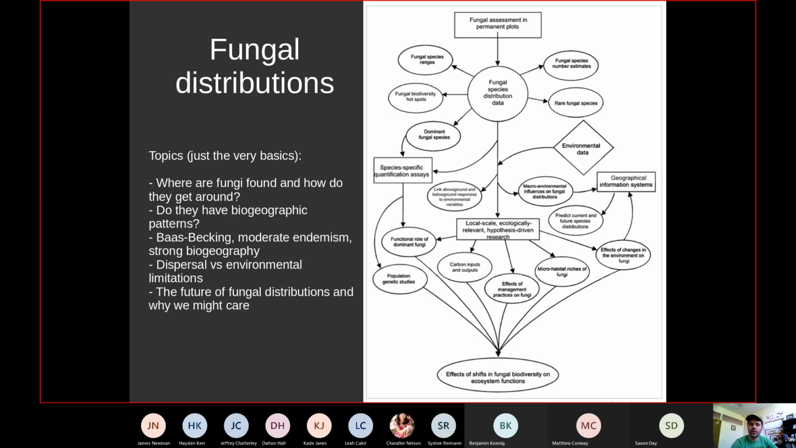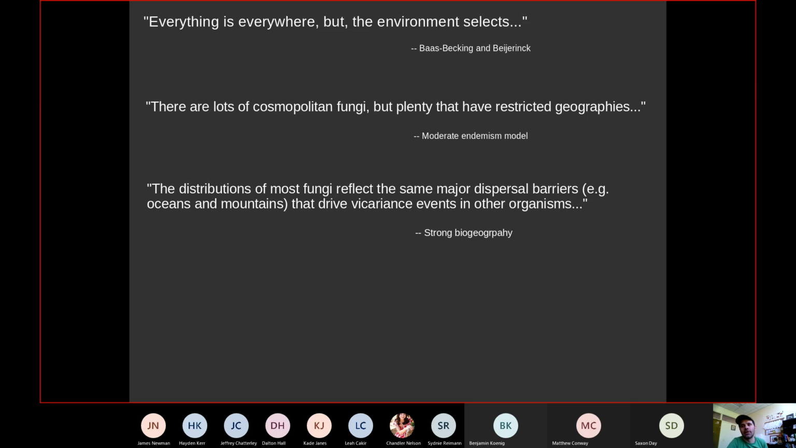All right, so to start out, these are the three main competing ideas out there in fungal ecology. The first one is famously known as the Bos-Becking hypothesis, okay? And it's everything is everywhere, but the environment selects. Then we've got moderate endemism. That's another hypothesis, whereas they're saying there are a lot of cosmopolitan, found-everywhere fungi, but a lot of them have restricted geographies. Okay. And then the strong biogeography hypothesis, saying that most fungi reflect the same sort of population distributions as animals or plants. They have the same major dispersal barriers, right? They can't get across oceans or mountains. Okay.